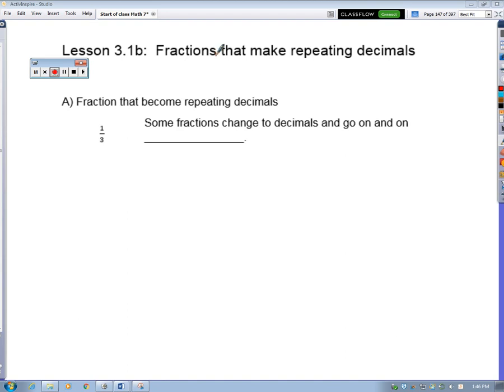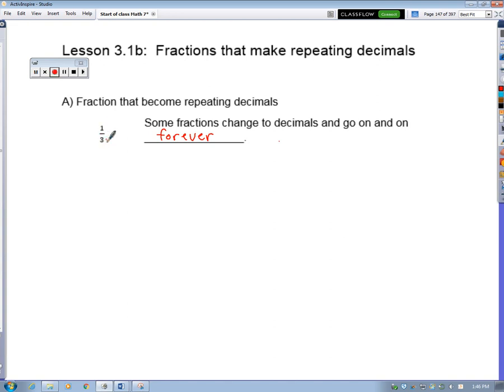Today we're going to talk about fractions that make repeating decimals. Some fractions that we divide, like 1/3, when we divide this out, some of these fractions change to decimals and go on and on forever. This is a sneaky way that fractions try and make you think that you can't divide them and get an answer. See how sneaky they are? They're always trying to pull something, these fractions.